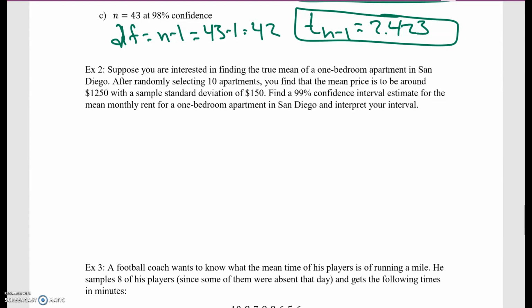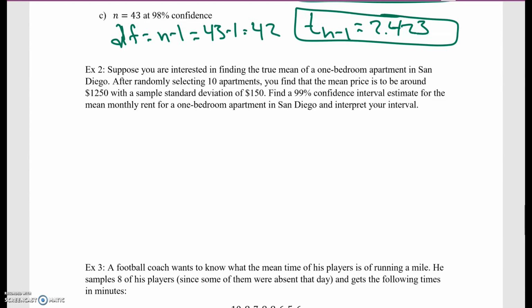Find a 99% confidence interval estimate for the mean monthly rent for a one-bedroom apartment in San Diego and interpret your interval. So basically, we don't have time to look at every single one-bedroom apartment in San Diego. There's a lot of them, so we just took a sample of 10 apartments, and we want to take a confidence interval estimate based on our data to have a rough estimate of where the true value is.